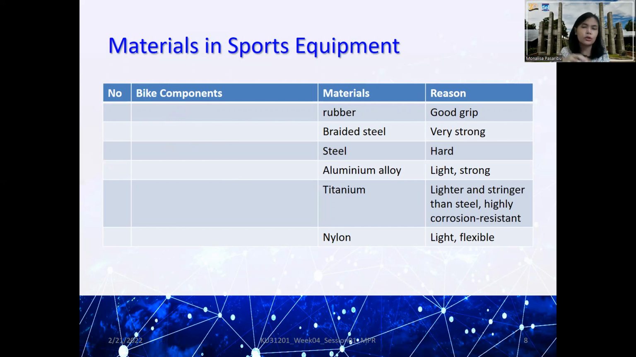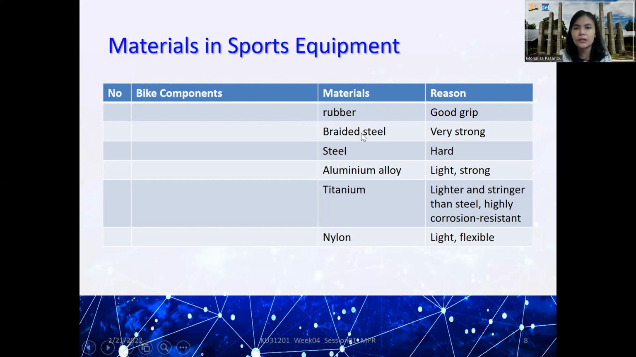The good grip is so that when you push the brake, it can stop as fast as possible, so the gripping is good. So what do you think the bike component is that is made from the material of rubber and also has a good grip as the reason for making it? Please write down the answers in this column over here, and the others as well.